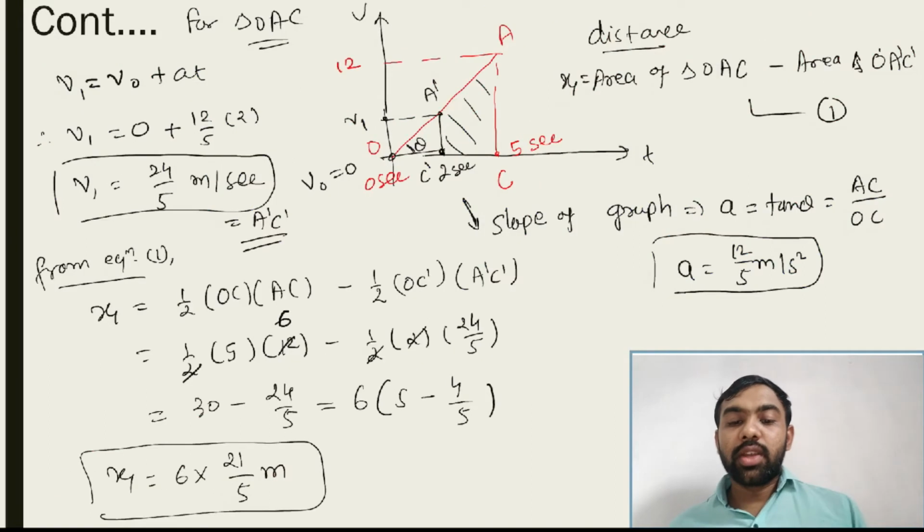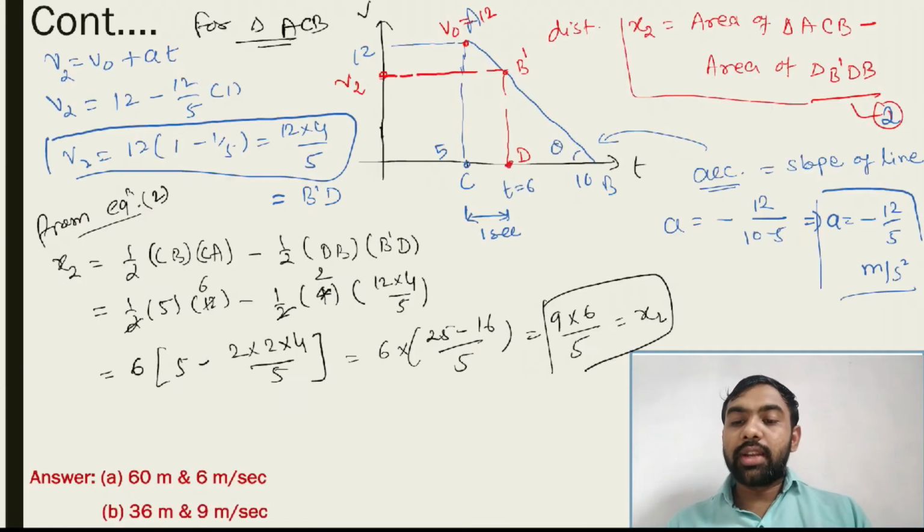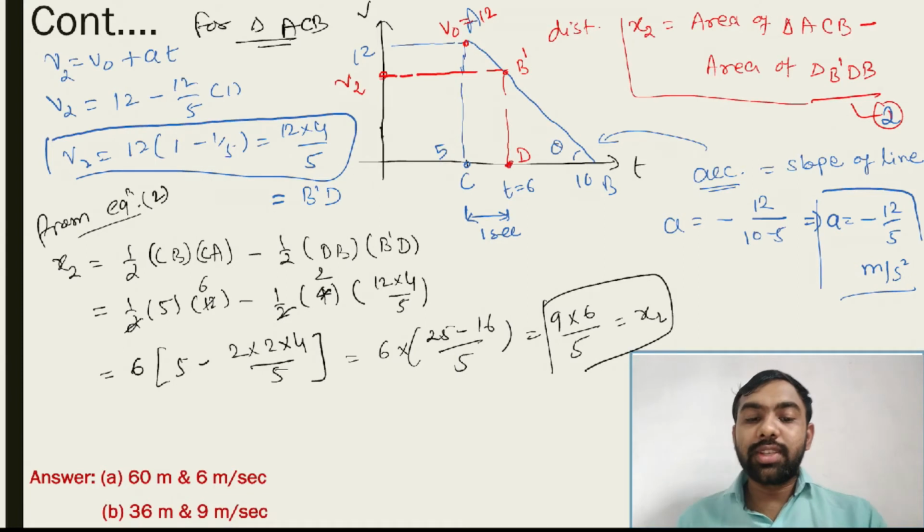So you get x1 as 6 into 21 upon 5, and you get x2 as 6 into 9 upon 5. So what is the total distance?